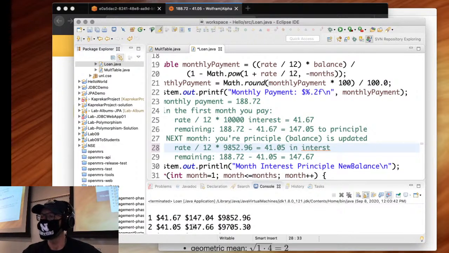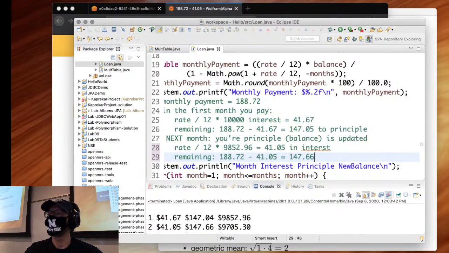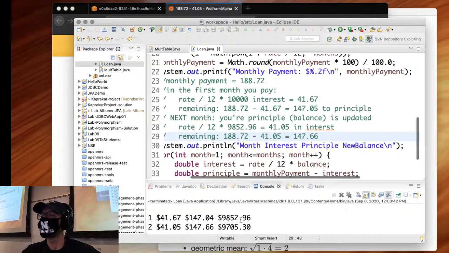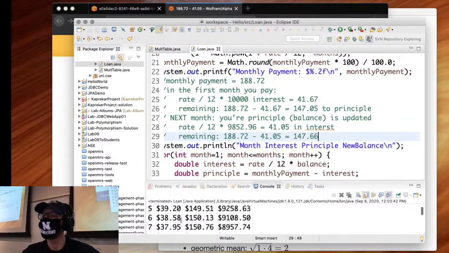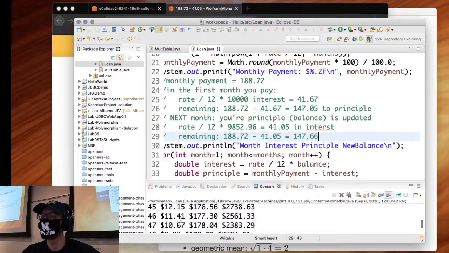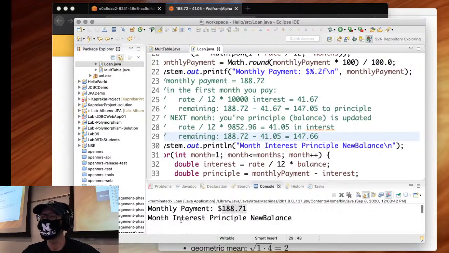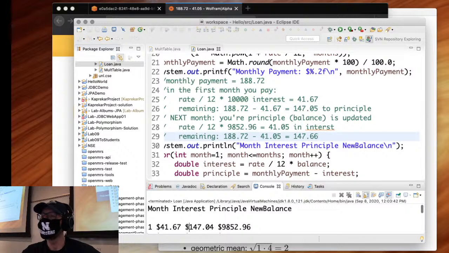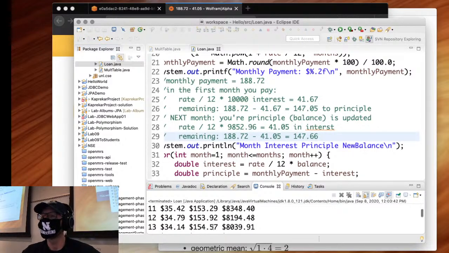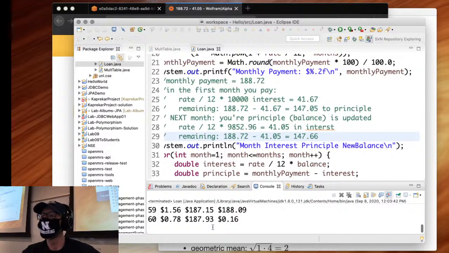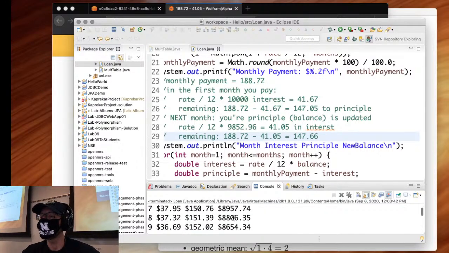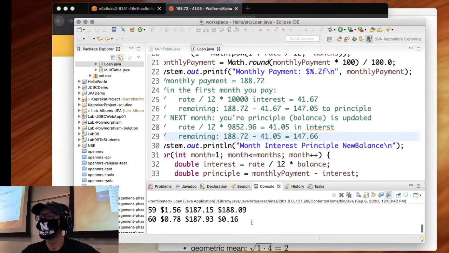Right? 41.05 in interest, and then 147.67, 66 here, because I was off by a penny. Right? But otherwise, you can see that the interest keeps going down, $39, $36, $32 until you don't pay hardly anything in interest. Your principal payment is going up. You start at $147 and then $150, $154, all the way up to $187. And you see in this fourth column here, the new balance, it goes from $10,000 to after the first month, it's only $9,800. It goes down until you get to, come on, 16 cents.